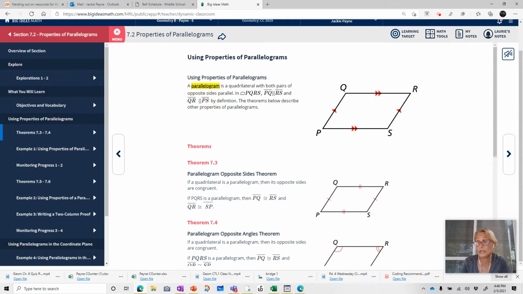A parallelogram is, so this is a definition, a quadrilateral with both pairs of opposite sides parallel, first of all. So in parallelogram PQRS, you'll see that PQ is parallel to RS with a single red triangle, and QR is parallel to PS with a double red triangles. This theorem below describes other properties of parallelograms, but that's the basic definition. That's what has to be met in order to call it a parallelogram.